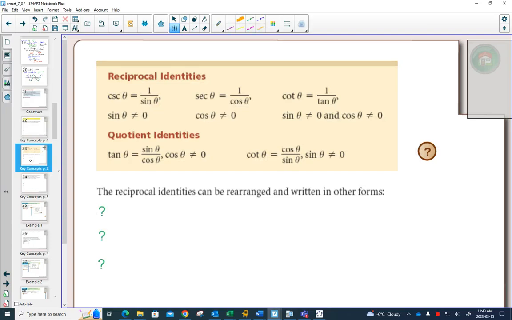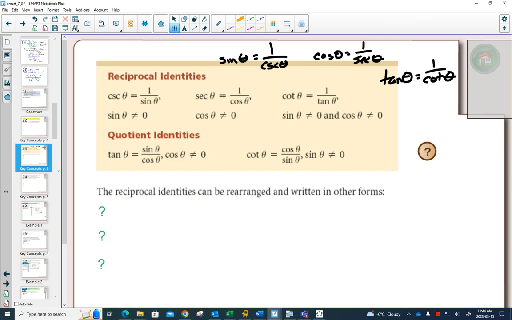You learned that cosecant was the reciprocal of sine. So cosecant is 1 over sine, secant is 1 over cos, and cotangent is 1 over tan. With these, I'd like you to also write down that as a result, sine theta is 1 over cosecant theta, cos theta is 1 over secant theta, and tan theta is 1 over cotangent theta.